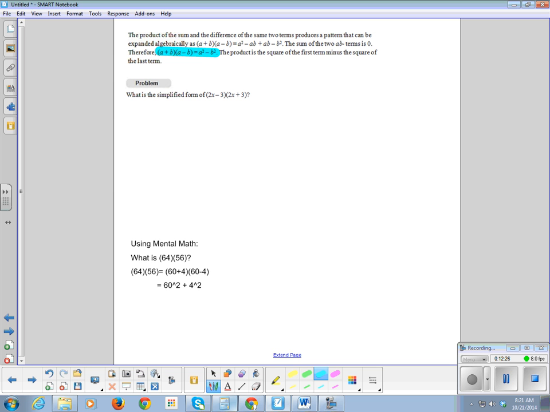Let's see what this looks like for this example problem. Let's do it the long way. And then we'll do it using the formula. So if I were to FOIL this out, I'd have 2x minus 3 and 2x plus 3. We do firsts, 2x times 2x. 2 times 2 is 4. X times x is x squared.